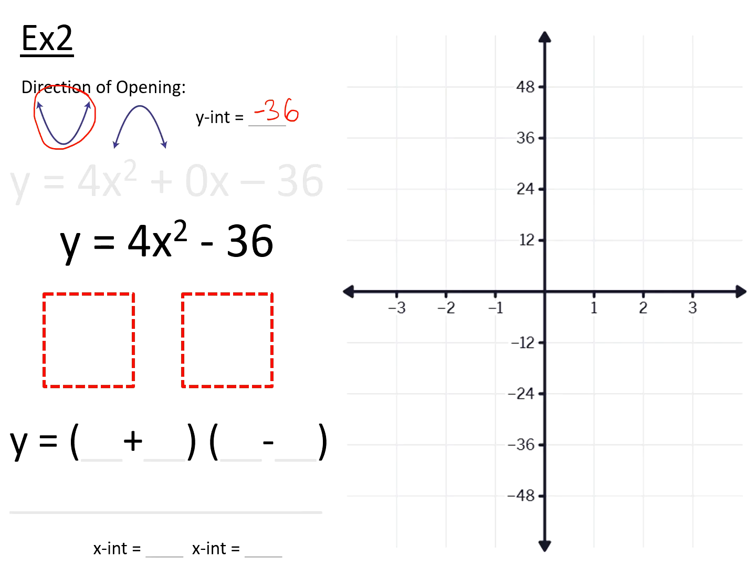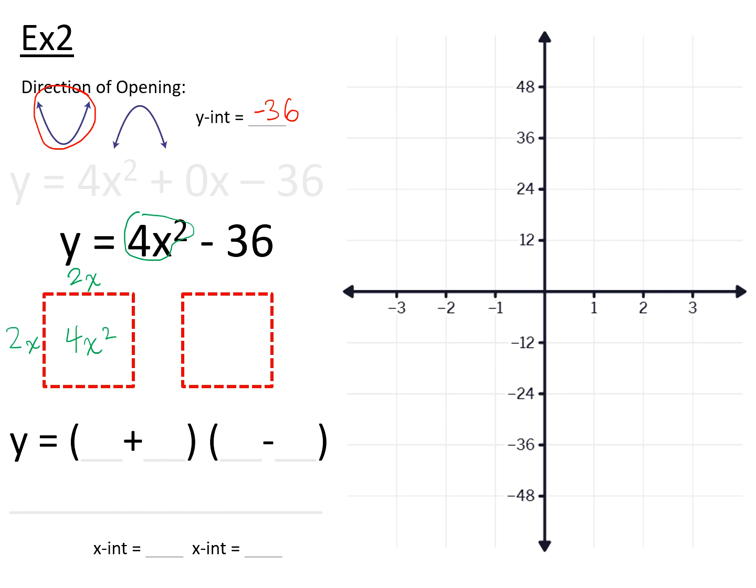I want you to focus on this term over here, 4x squared. I want you to imagine the area of this square to be 4x squared. What would its side lengths have to be? Well, the side lengths would have to be 2x and 2x, because 2x times 2x gives you 4x squared.